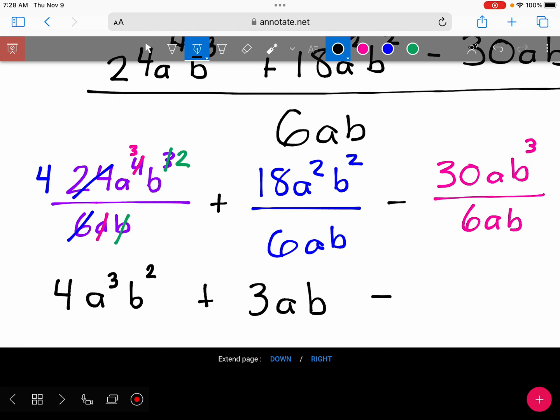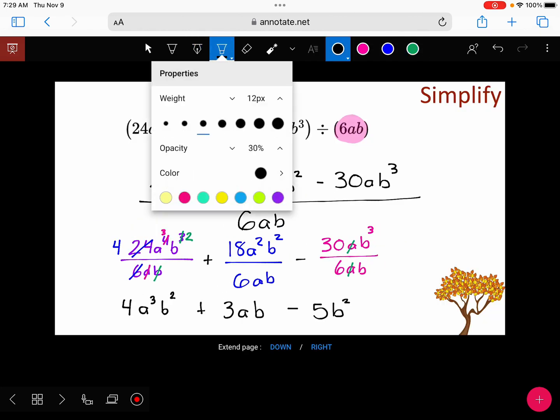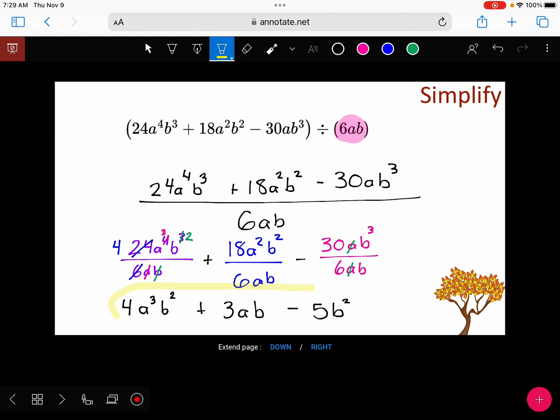Last one over here. 30ab cubed divided by 6ab. We're going to take each piece. What is 30 divided by 6? 5. A divided by a. They cancel out. And b cubed divided by b. B squared. Yep. A's canceled. And that is our whole and complete answer.